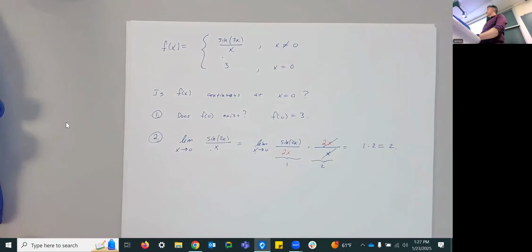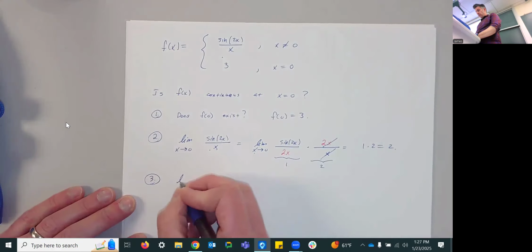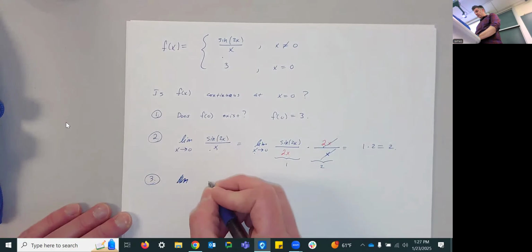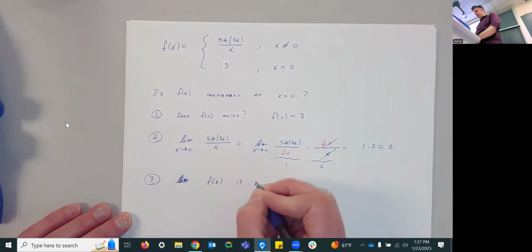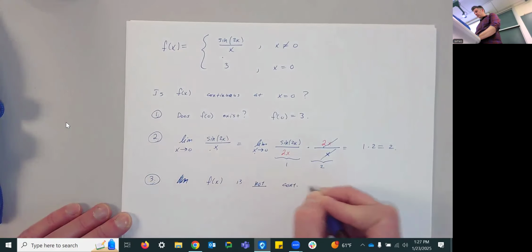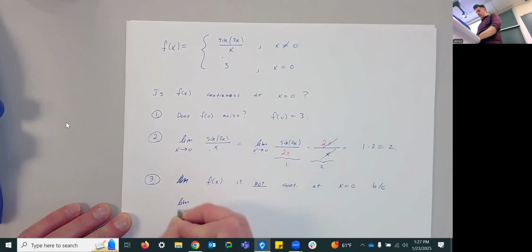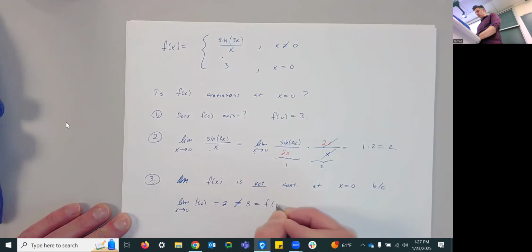Great, the limit exists. The function exists. But they're not the same. I already know what's going to happen: it's not going to be continuous. So the words I would actually write are, we see that f of x is not continuous at x equal to 0 because the limit value, the limit as x approaches 0 of f of x, is equal to 2, and that's not equal to the function value at 0, which is 3.